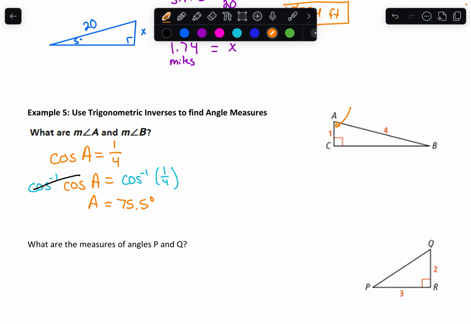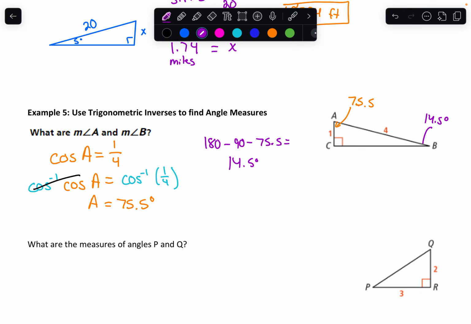This angle of my triangle is 75.5 degrees. We just found an angle. We've never been able to do that before. Of course, the last angle in this triangle is a lot easier to find because I already know this angle and I know this angle. So all I need to do to find B is take 180 minus my right angle 90 minus 75.5 and find that angle B is 14.5 degrees.